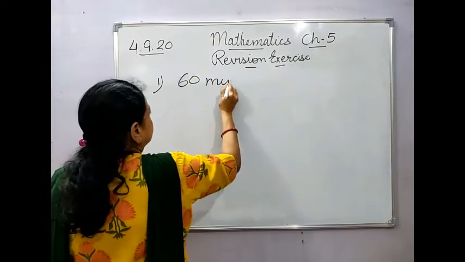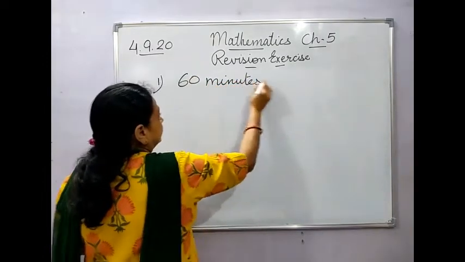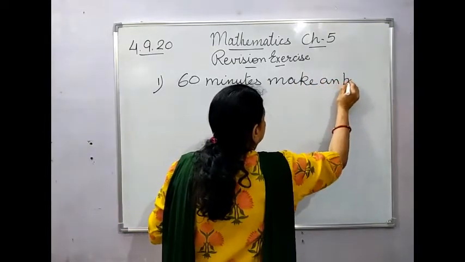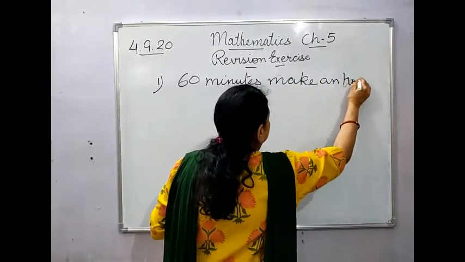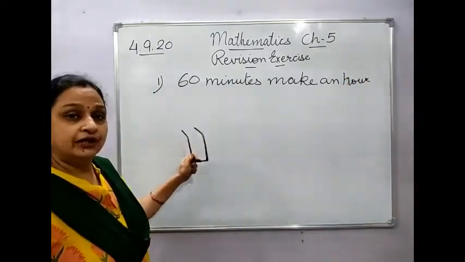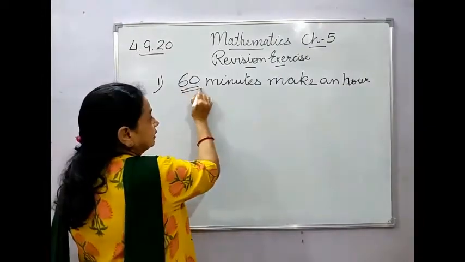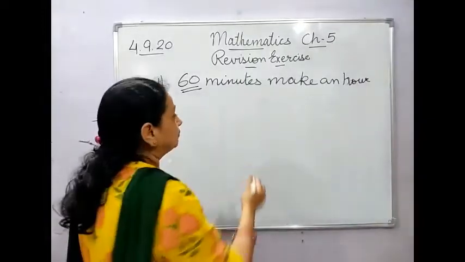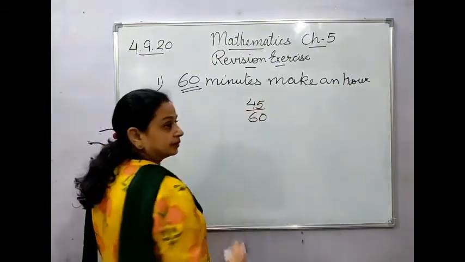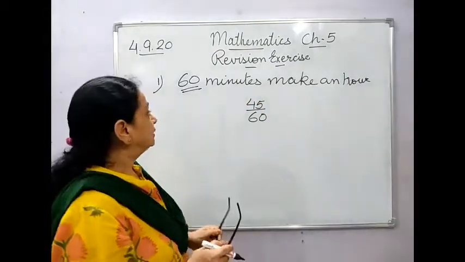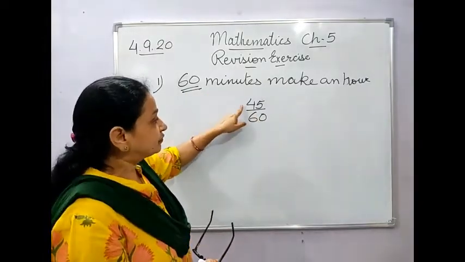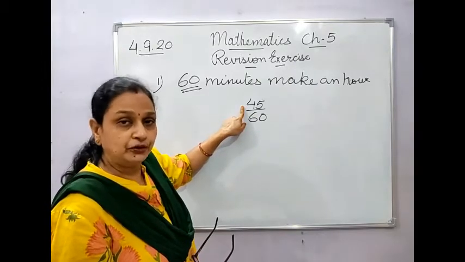60 minutes make an hour. Isn't it? Now they have asked what fraction 45 minutes will make. This is the total, that means this will become the denominator and your 45 will come up. Could you get it? This is the total number of minutes in 1 hour, so we have written 60. They have asked for 45, so I made it the numerator.